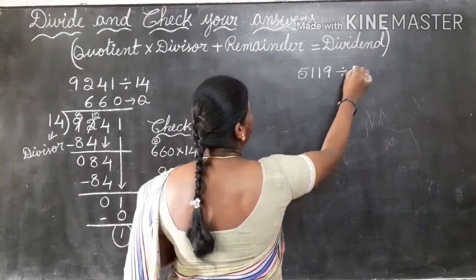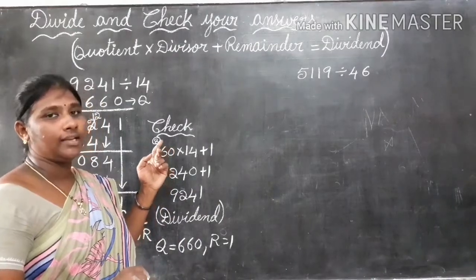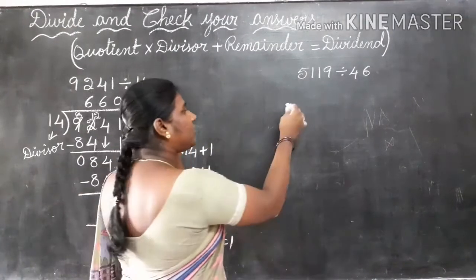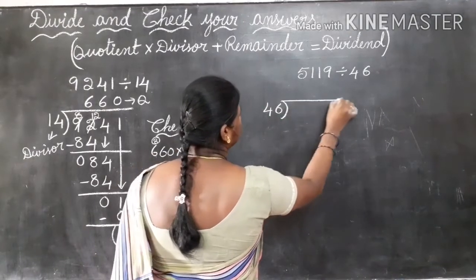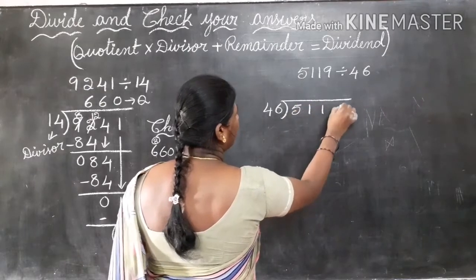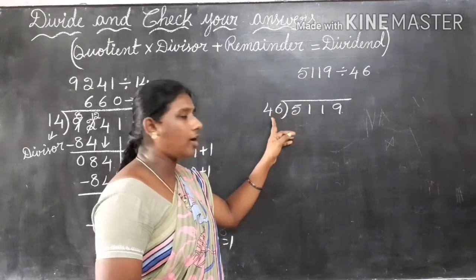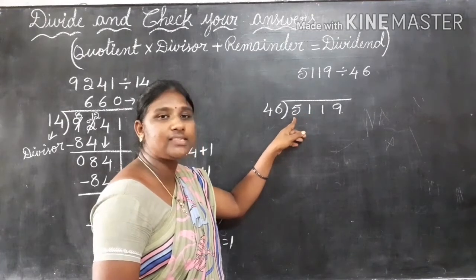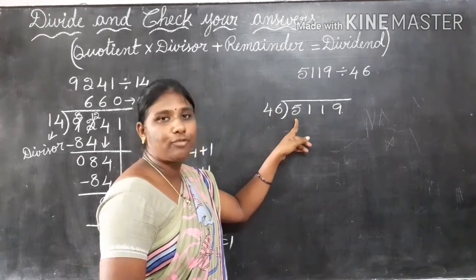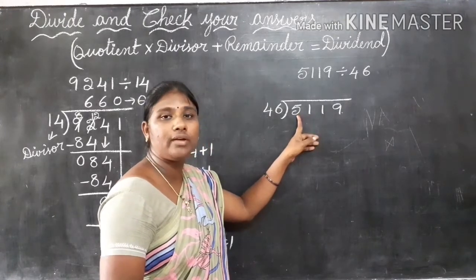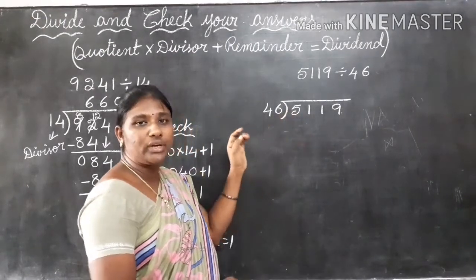Next one, 5119 divided by 46. Okay, now we have to do division with 46. 5119. So 46, here 5. This 5 is less than 46, so we have to take 1. So 51 is the dividend. If we take 5 as dividend, it is less than 46, so we have to take the next number. 51 we have to take as dividend. Now this divisor is less than 51, so we can do division now.